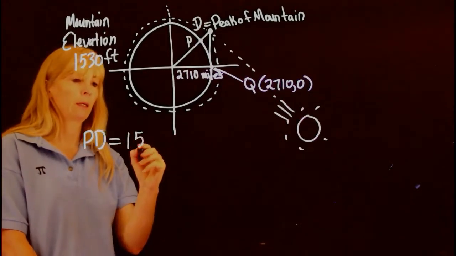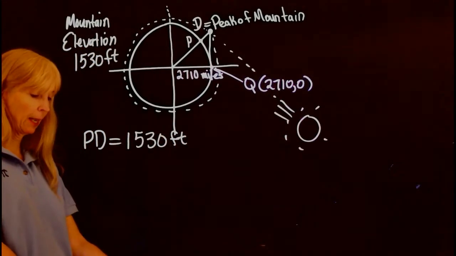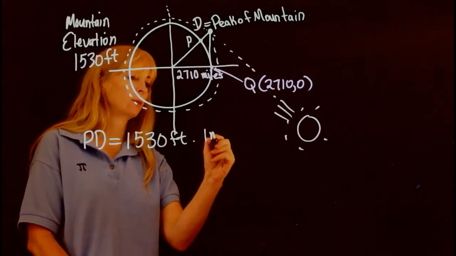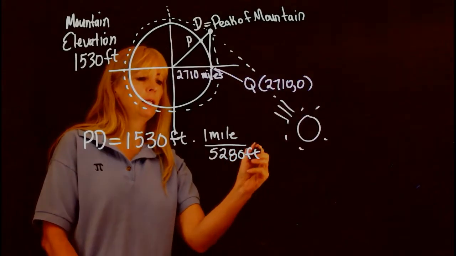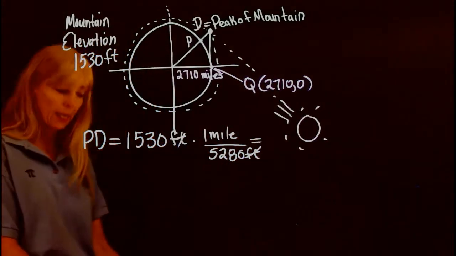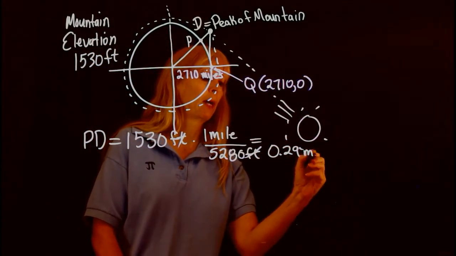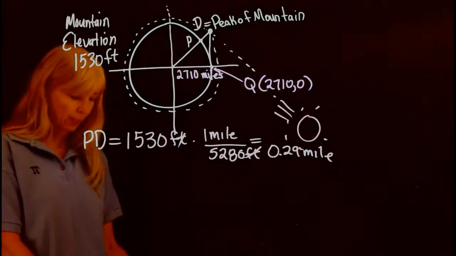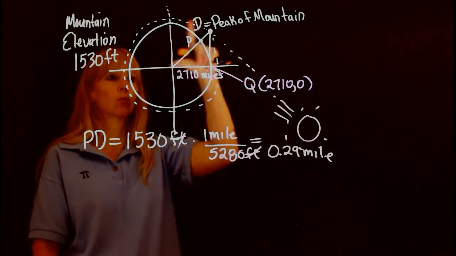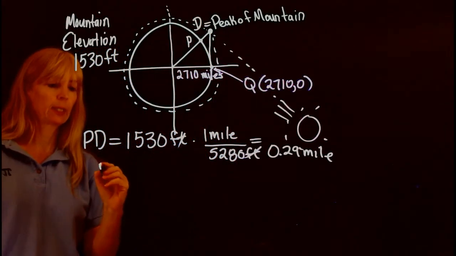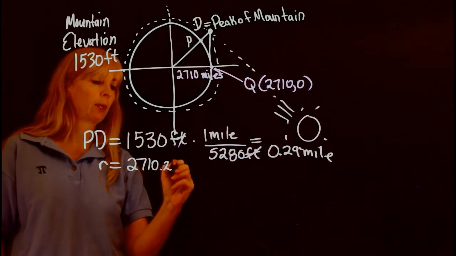taking my elevation, which notice is in feet, and I'm going to convert it to miles. I know that 1 mile is 5280 feet, so of course my feet cancel, and I get 0.29 of a mile. Okay, so that part's done. Well, that means that the radius of this outer one would be 2710 miles plus the 0.29.